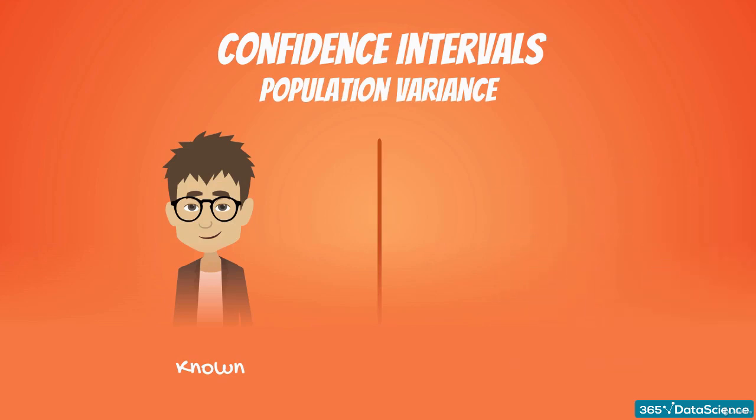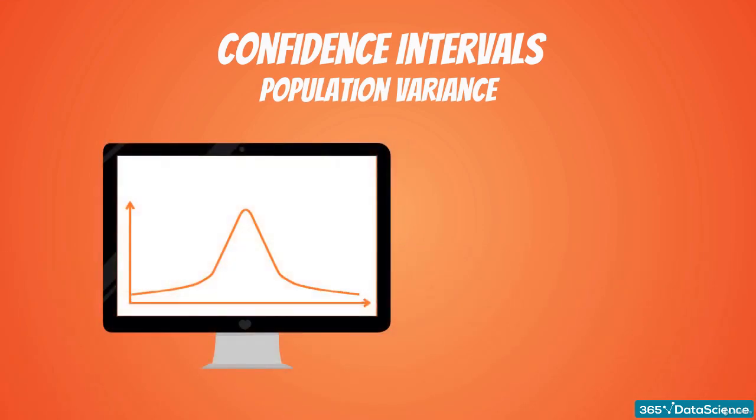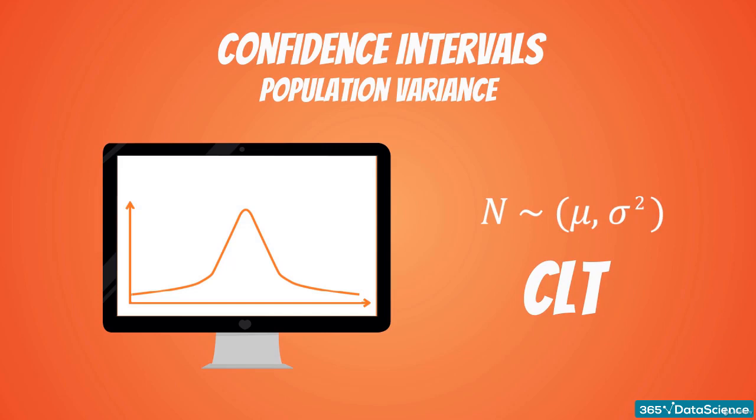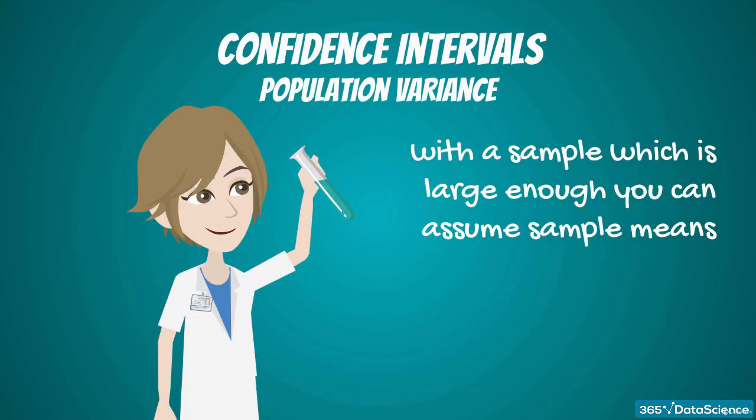Okay, in this lesson, we will explore the confidence intervals for a population mean with a known variance. An important assumption in this calculation is that the population is normally distributed. Even if it is not, you should use a large sample and let the central limit theorem do the normalization magic for you. Remember, if you work with a sample which is large enough, you can assume normality of sample means.